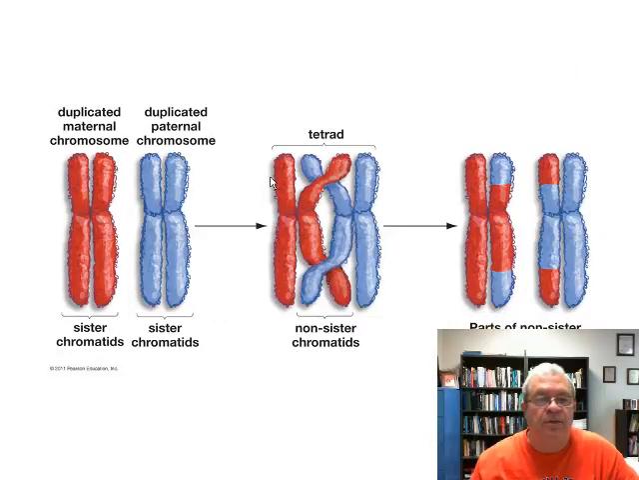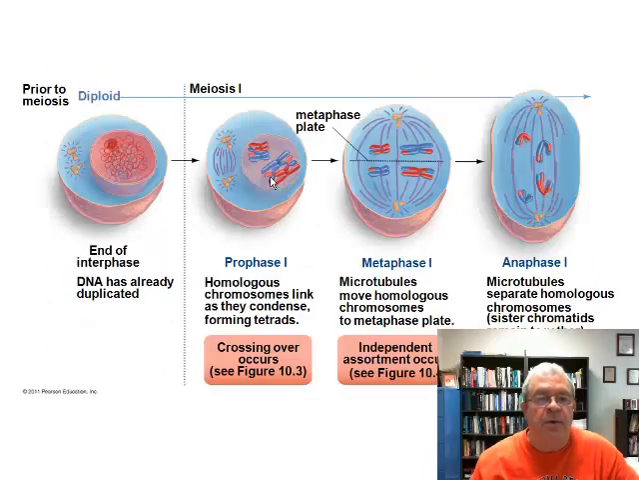Let's look at the first shuffling. Actually, there is a picture of it, a diagram that's on that page. Let's back up. And that first shuffling is called crossing over. Here we see it occurring. Oh, there it is right there.